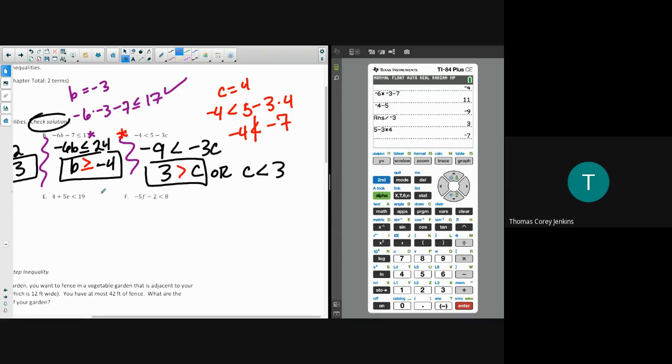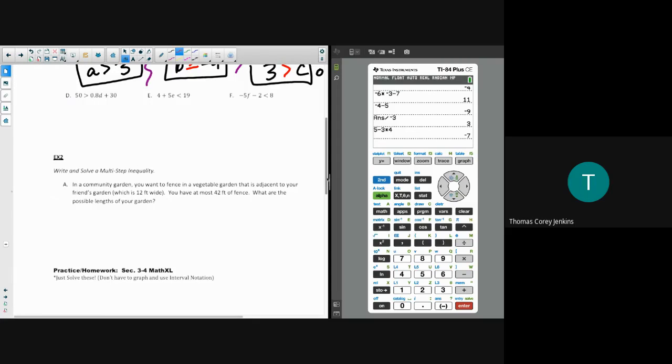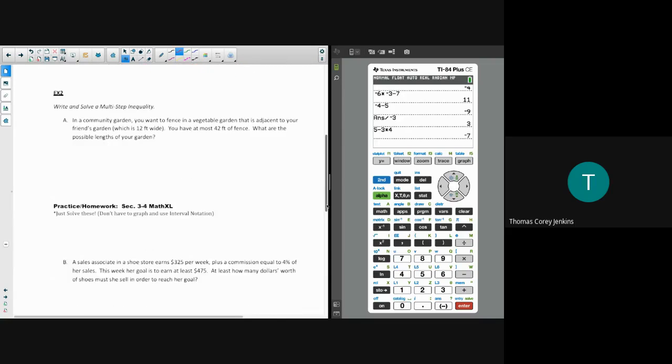All right, so like I say, D, E, and F, I would maybe try those and then check them in the notes. All right, so next we'll get to the word problems and we'll probably wrap up there.